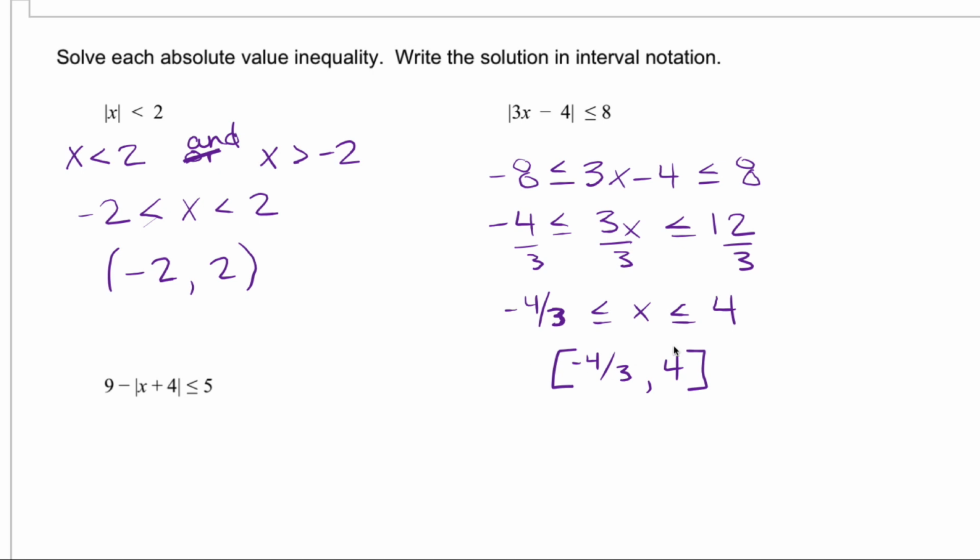So in order to verify, like, wow, I just did all of these steps, is this true? You can pick these endpoints and plug them in. You can pick anything in between. 0 is easy to check. 0 is definitely between negative 4/3 and positive 4. And all of those should work. If you pick a number outside of this inequality, it wouldn't work. And you can verify that.